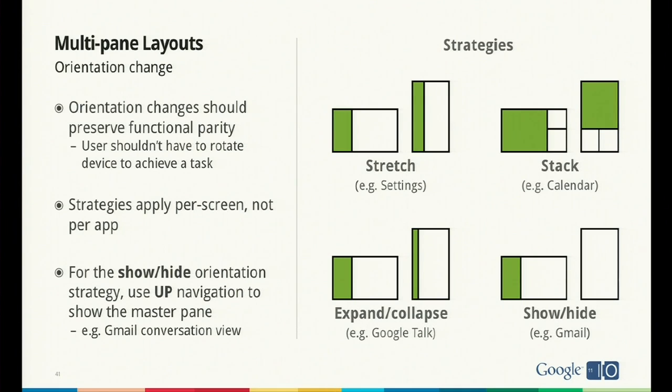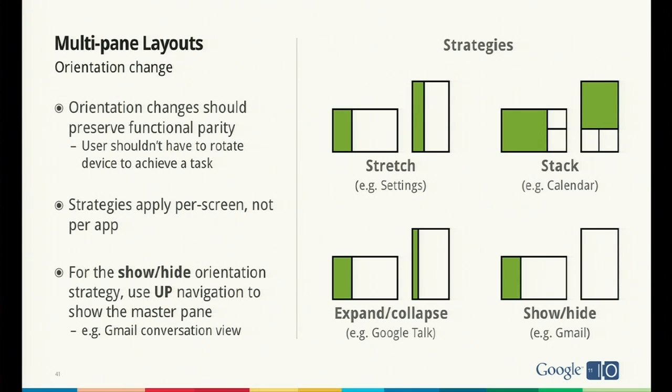One of the trickier parts of using multi-pane layout is when you get into changing the device's orientation. So we have one rule that we want you to adhere to, and then a couple of strategies for how to deal with that. The rule is that we want to preserve functional parity between the two orientations, meaning if the user is in one view, they should be able to achieve all of the same actions that they can in the other. We never want the user to have to reorient the device to stay and complete the task that they're trying to achieve. So we've developed a few strategies that help you get at this.